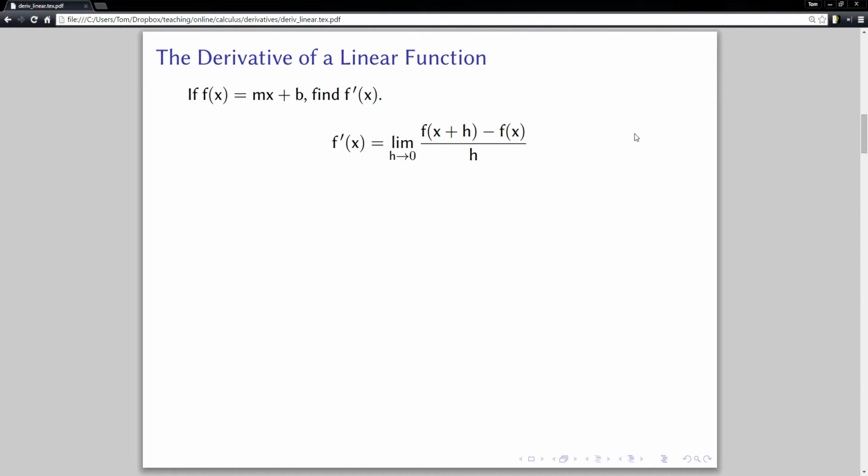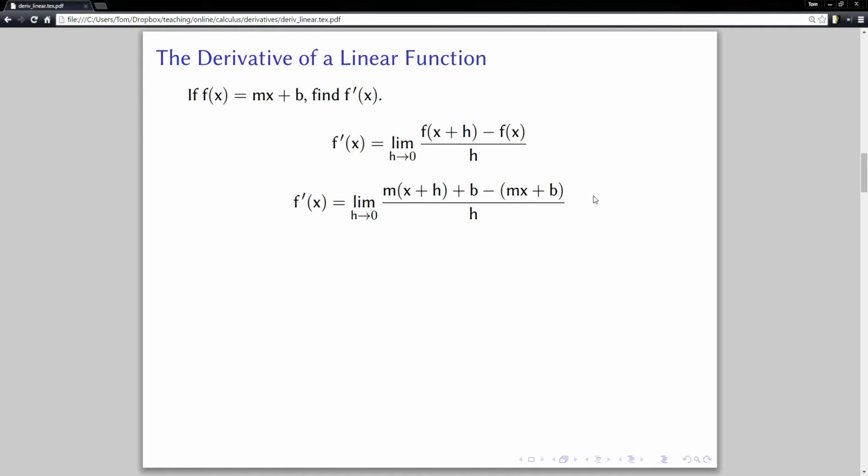Okay, so we are going to apply the definition to this. f of x plus h is what we get when we plug x plus h in for x. So we get m times x plus h plus b, and then minus f of x, which is just the linear function mx plus b. That's the form that the limit would take.